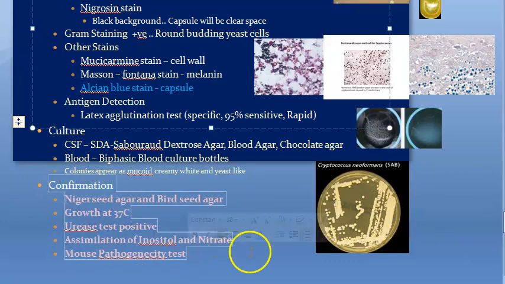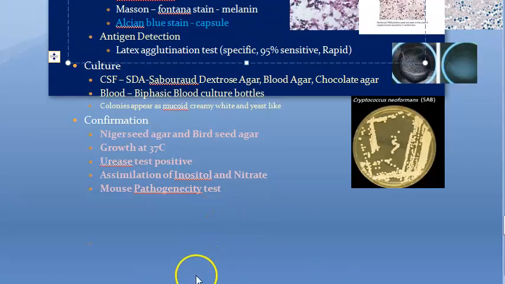Now let us go to confirmation. In lab diagnosis, after doing all this, you have to confirm that it is Cryptococcus. For confirmation, you can do the urease test. Urease test is positive because Cryptococcus makes urease enzyme. The growth is at 37 degrees Celsius, so it is at a higher temperature than room temperature. Then you have niger seed agar and bird seed agar. Like bird seed, it makes sense because it is so much related to birds.